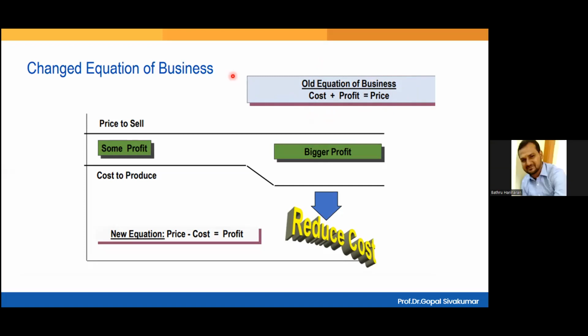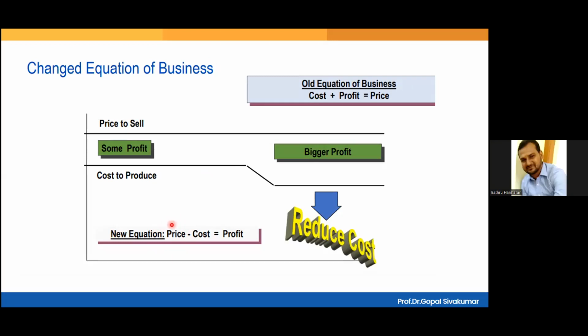But in today's situation, I don't think that strategy will hold good. Any product you produce, there will be some competitors. They will be having the same level of quality or even a better level of quality and still selling the product at a lower price. You will be forced to sell your product at the current market price only.